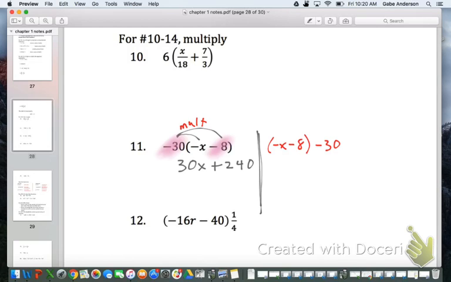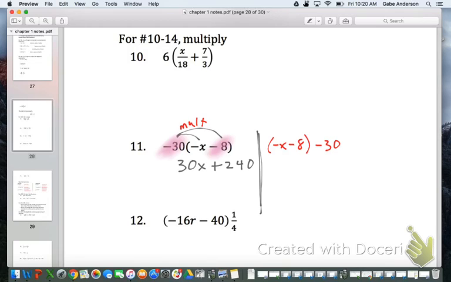Okay, good. All right, we've got time for probably one more. So let's take a look at number 12. Number 12, parentheses, negative 16r minus 40, parentheses, 1/4. So is that the distributive property? Yes. No, yes. I'm hearing no. It's a 50-50 proposition, right? So let's decide. What's the operation between the parentheses and the 1/4? Multiplication. Anytime you have a sum or a difference in parentheses times something, it is the distributive property.